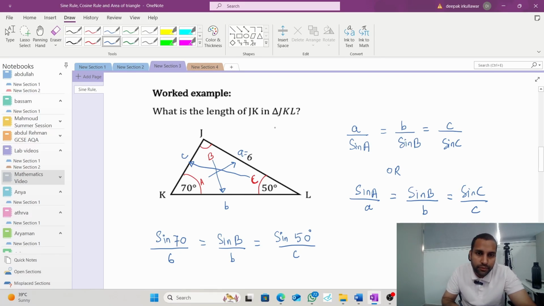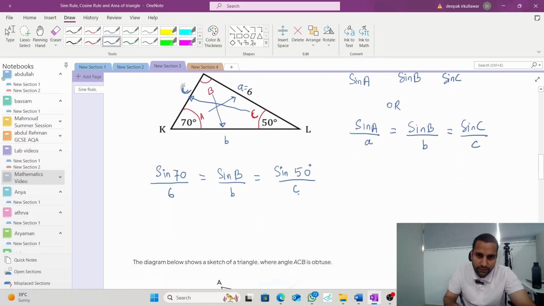Now, what are we supposed to find out? We are supposed to find out JK. What is JK? JK is nothing but small c. So, you can just take this part and write it down. You are supposed to find out this small c. So, you can write this as sine 70 over 6 is equal to sine 50 by c.